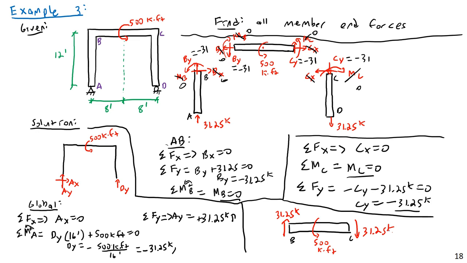31.25 kips. And what's happening here, if it's not clicking yet, is that this is basically a couple. I have two forces separated by a distance, and that will create a couple. If you multiply 31.25 by 16, it is no coincidence that you get a couple of magnitude 500. So basically we have an applied couple that wants to cause the beam to rotate counterclockwise, and the forces at joint B and joint C are going to create an equal and opposite couple that will cause it to rotate back, with a clockwise rotational tendency, which will then cancel that out.